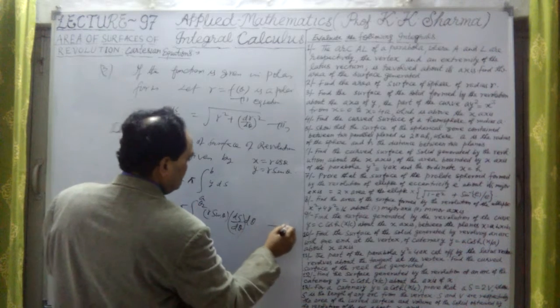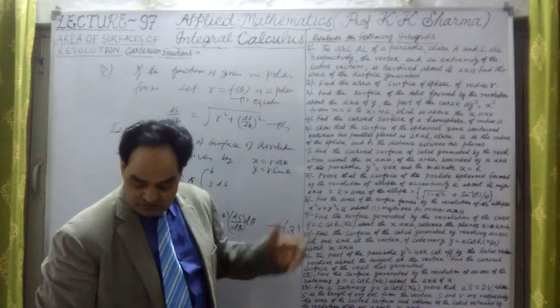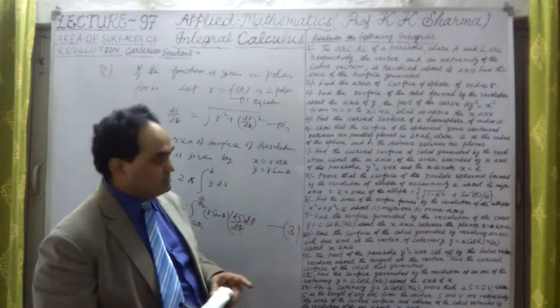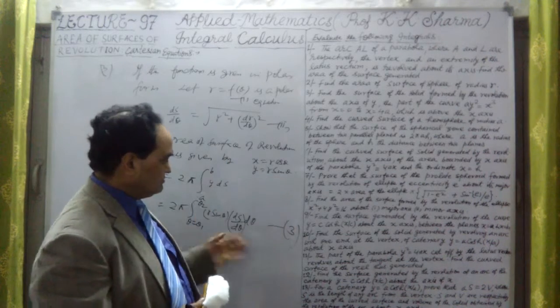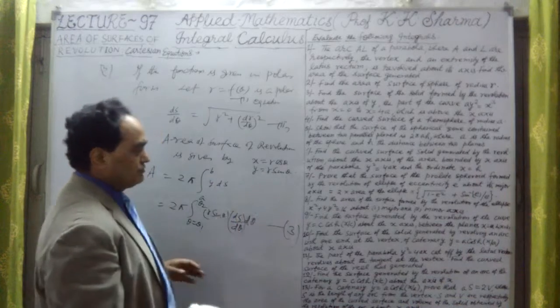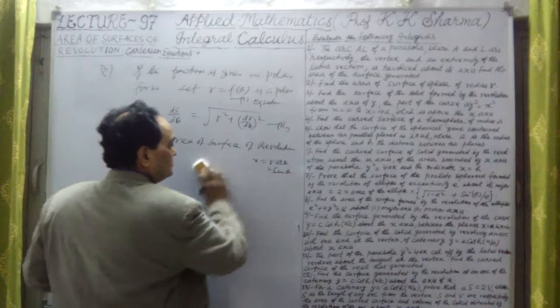So this is your third important formula, which we will discuss in the next third lecture. That means this is 97, 98, 99. In the 99th we will discuss polar equations or polar form in case of area of surfaces of revolution. Okay, now the next topic.